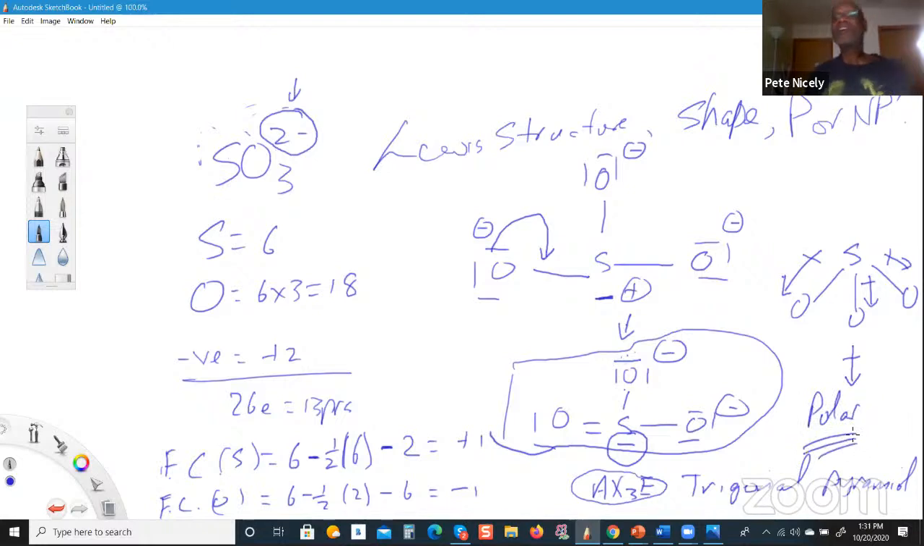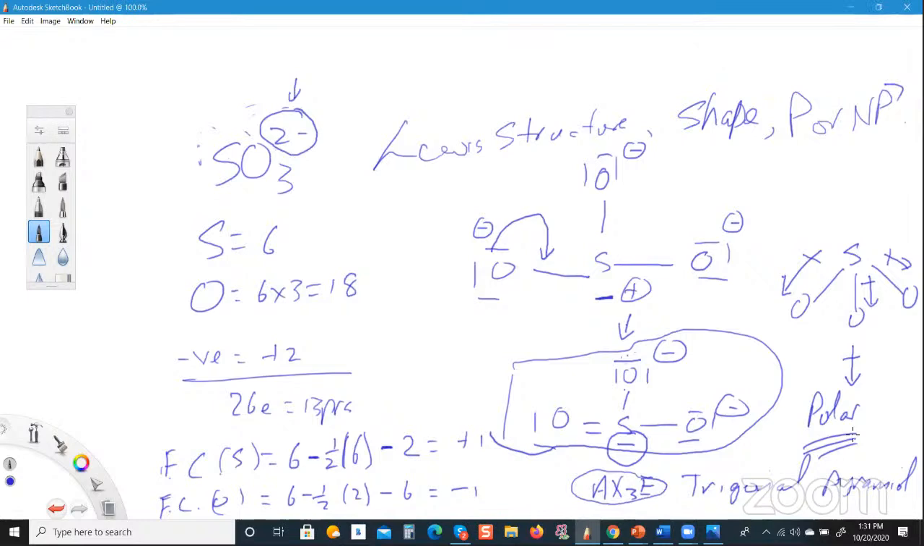All right? Because the net dipoles, based on the three-dimensional spatial arrangements of the sulfur to oxygen bonds and the dipoles along those bonds, will not cancel out each other. And therefore, the result would be that the particular ion will be a polar ion.